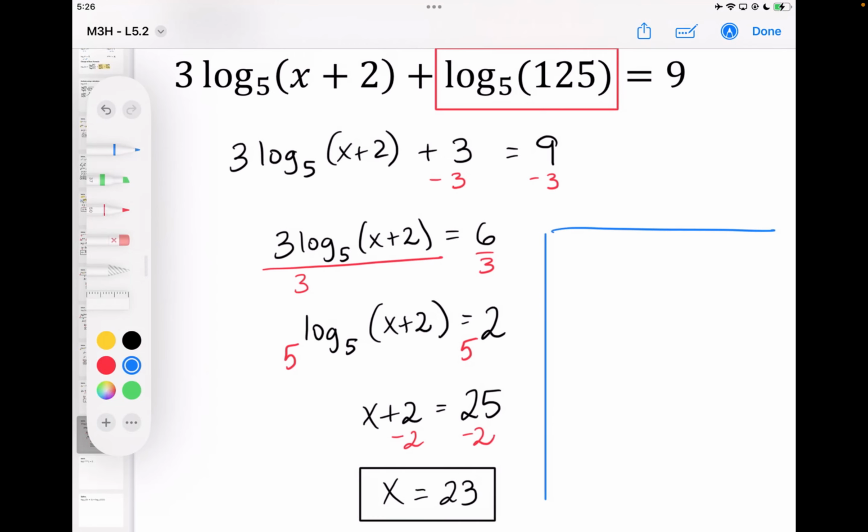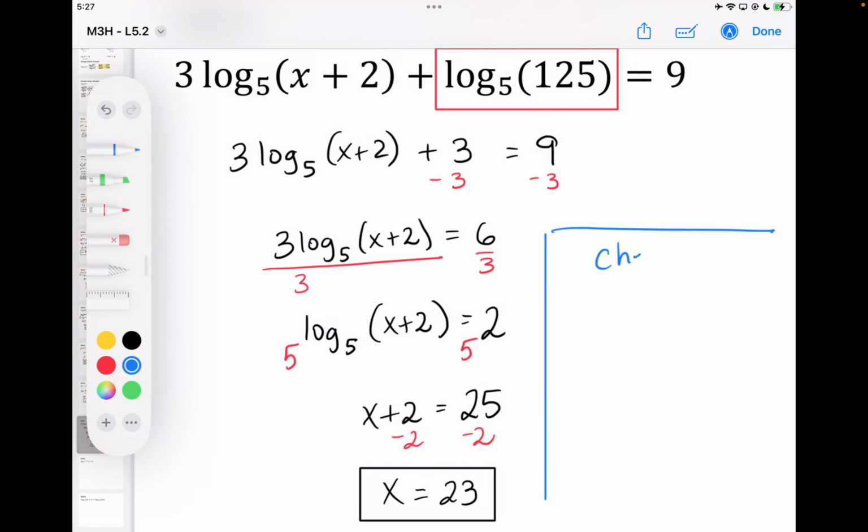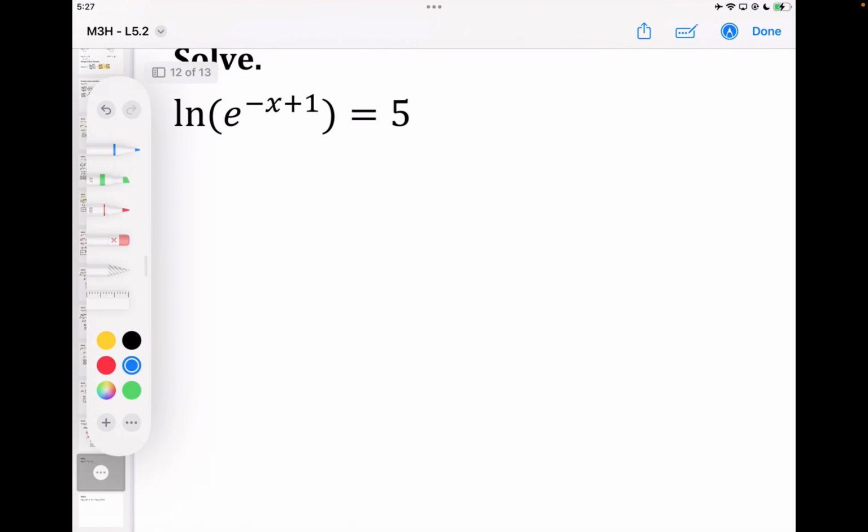But you always want to check, and you'll notice today it's kind of boring, but I want us to get used to checking every time. The only argument in this problem we have to worry about is the one with the variable, the x plus 2. So we want to make sure x plus 2 is greater than 0. Well, 23 plus 2, that's 25. And we know that's bigger than 0. So we are good to go. Let's go ahead and do another problem.